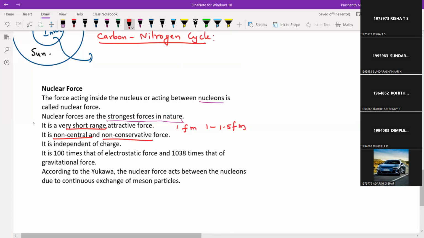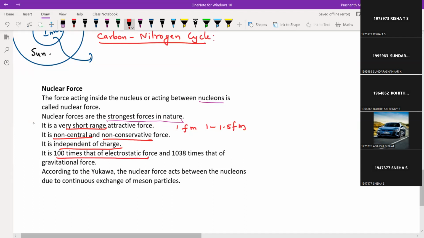It is a non-conservative force also. It is independent of the charge. It is 100 times stronger than electrostatic force. This is not 10,000. This is 10 to the power 38 times stronger than gravitational force. And the nuclear force between the nucleons is due to what reason?